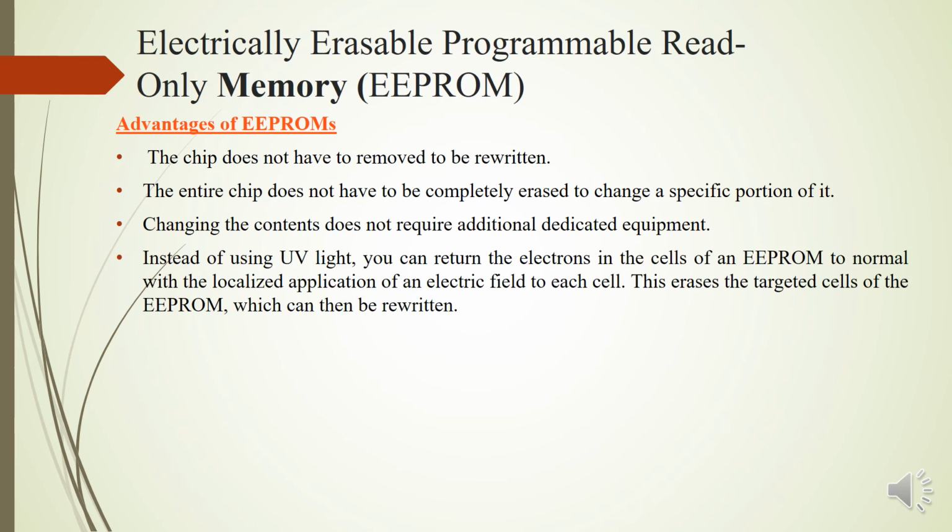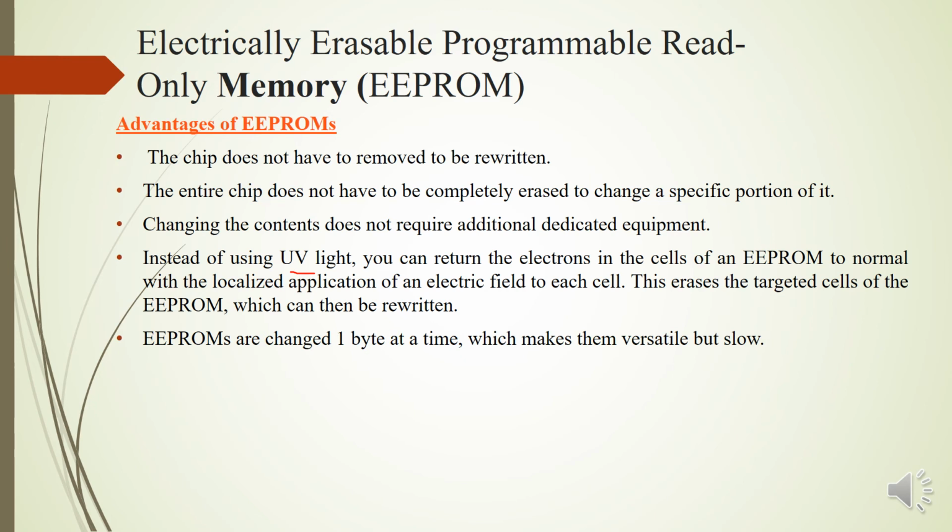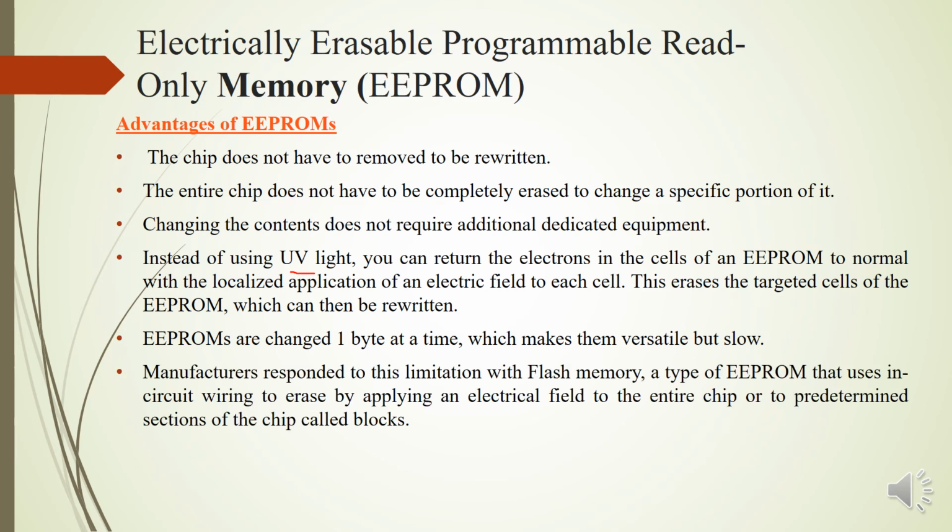Instead of UV light, you can return the electrons in the cells of EPROMs and EEPROMs to normal with a localized application of an electric field to each cell. This erases the targeted cells of the EEPROM, which can then be rewritten. EEPROMs are changed one byte at a time, which makes them versatile but very slow.